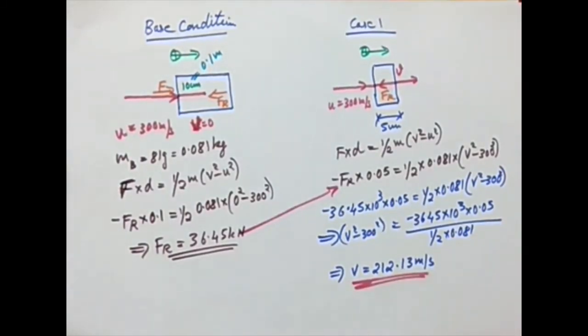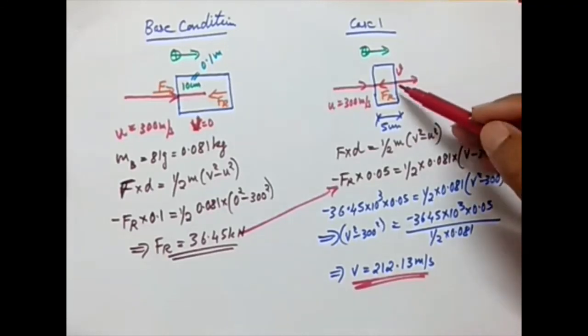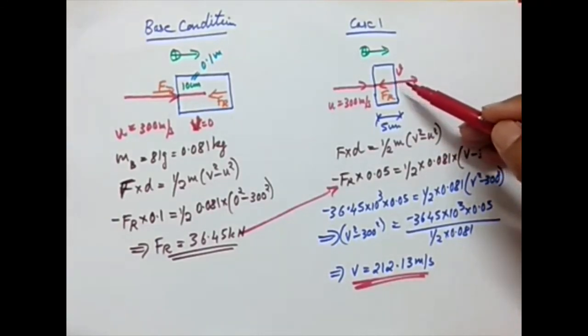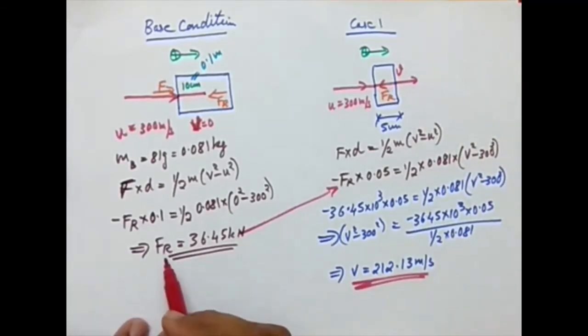So here is one problem which is a demonstration of the work energy principle. And again I am repeating, this is not the only way of solving it, but if you are applying the work energy principle, it is going to be the easiest approach. So two things are asked in the problem. One is the velocity at the time of exiting the timber block, and the second one is the force of resistance that we have calculated here. So these two become the result, and that's the end of this problem.